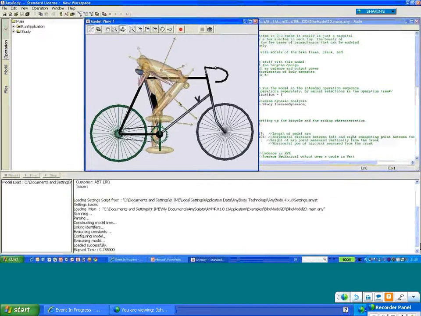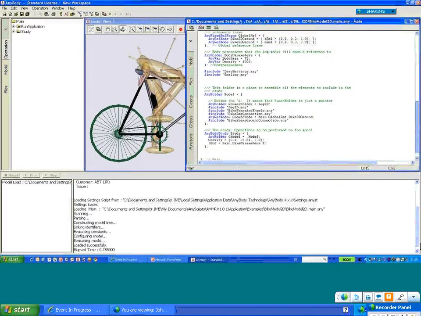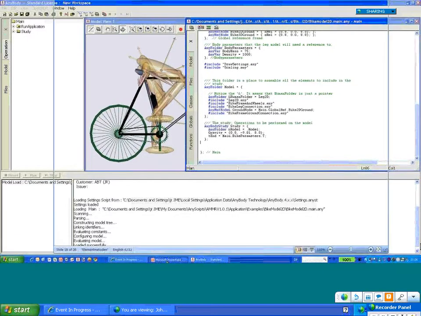Now, let's try to analyze this model. I'm just going to go into my study here, and you can see that at the bottom of the model I have the AnyBody study folder that contains those standard parameters that I talked about before. Now, if I use the standard parameters, I'm going to get this criterion here.